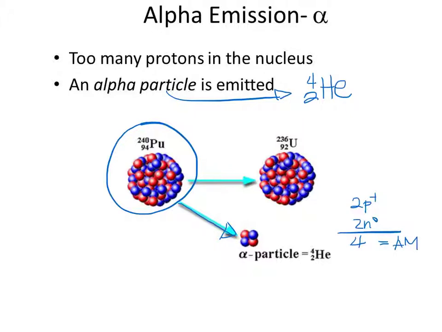Since that's the case, I know that my plutonium has now lost 2 protons, which is 2 less atomic number, and I end up with uranium. Since I lost 4 atomic mass, my uranium should have a new atomic mass of 236 and a new atomic number of 92 because I lost 2 protons.